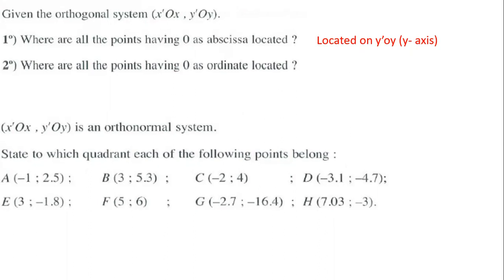Yalla Hassan. Number 2, Hassan: where are all the points having 0 as ordinate located? At x prime or x. Yes, so if you are given any point having an ordinate 0, as Hassan said, it will be located on x prime or x, or we can write on the x-axis. So these are rules, okay?